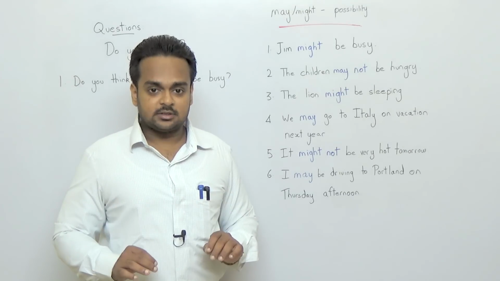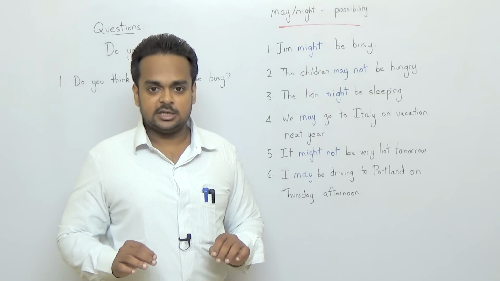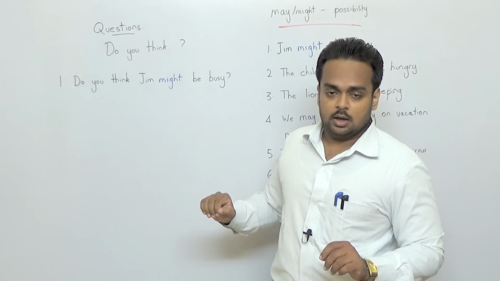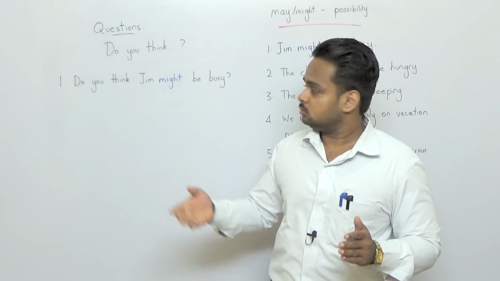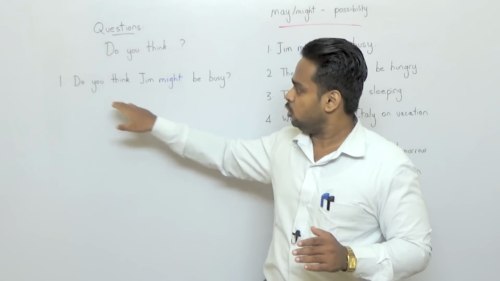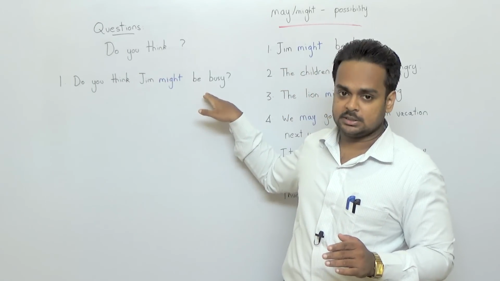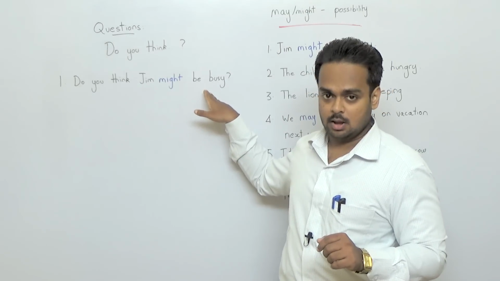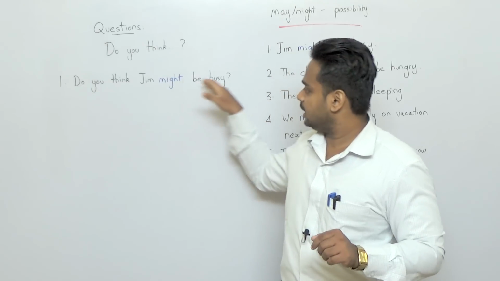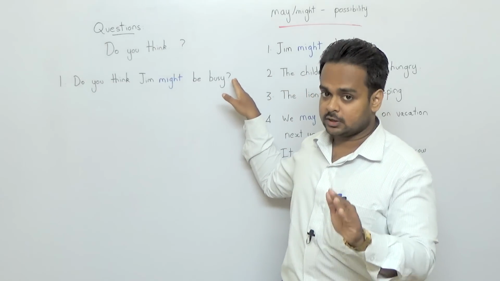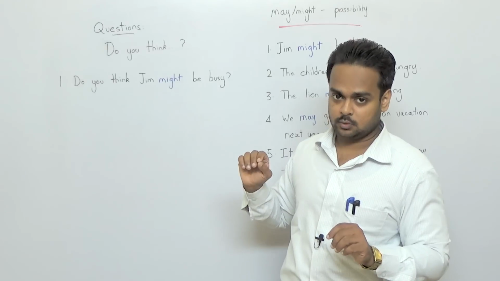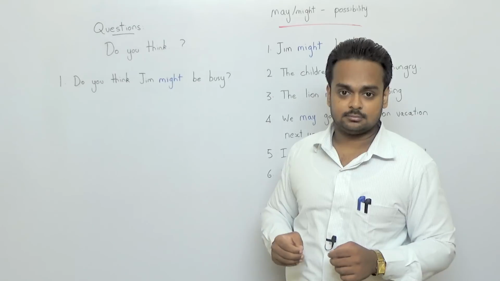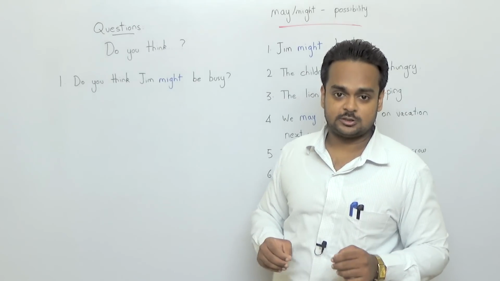The easiest way to make questions with may and might is to use do you think. To make a sentence into a question, simply add do you think. So, do you think Jim might be busy? Remember that the sentence is Jim might be busy. But I have added do you think, and I have also added a question mark. Don't forget the question mark if you're writing. Okay? So, do you think Jim might be busy? That's the question. It's very easy to make questions.